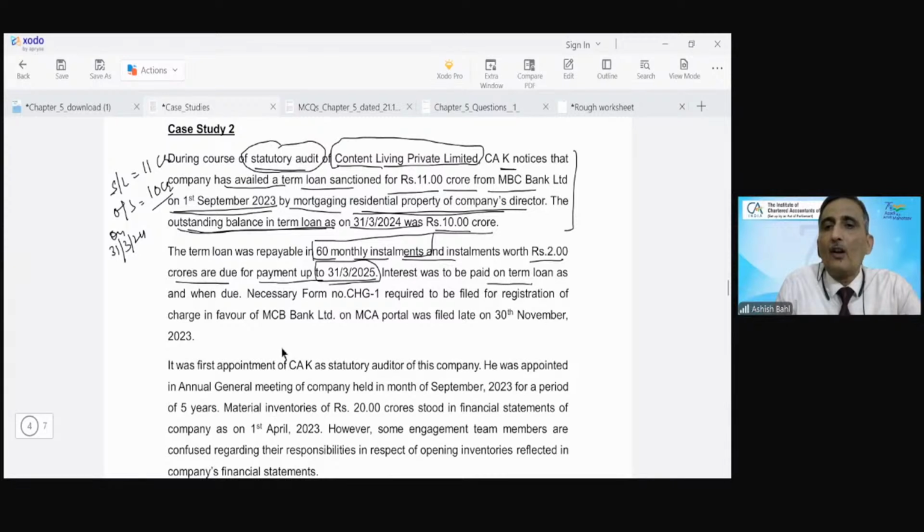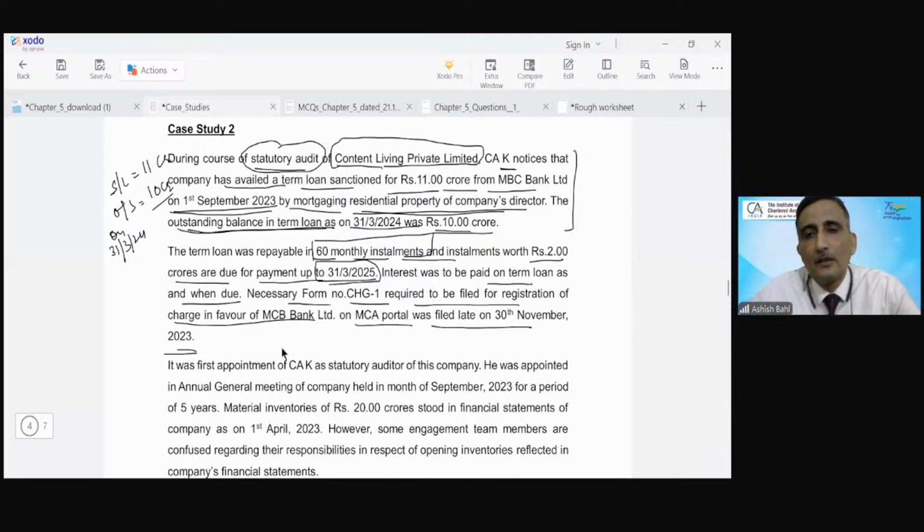Interest was to be paid on term loan as and when due. Necessary form CHG-1 required to be filed for registration of charge on MCA portal was filed late on 30th November 23. So the loan was sanctioned on 1st September 23 and the form was filed late on 30th November 23. So as you know, as per provisions of Companies Act, a charge form is required to be filed on MCA portal for registration of the charge. This you have already read in your company law.